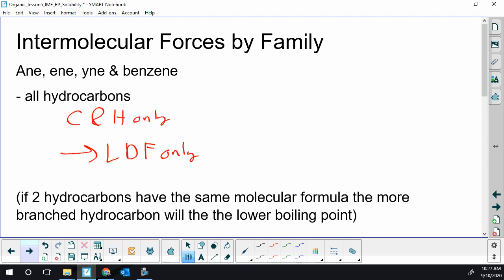And you could be asked to rank hydrocarbons that you can't name. So I could include a C20H42 and ask you to compare that to a C12, H, doesn't even matter. And ask you to compare. And they're actually different families, but you don't care. C and H only, LDF only. The one with less electrons will have less forces. So that takes care of a lot of families, all those hydrocarbons.